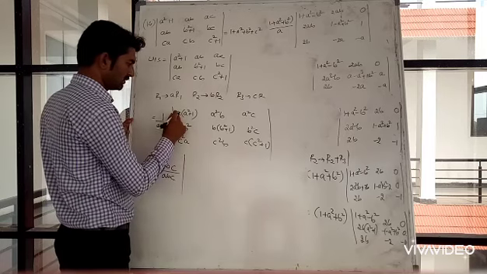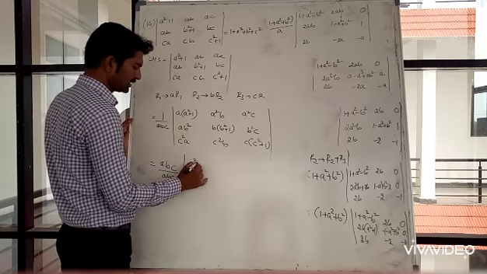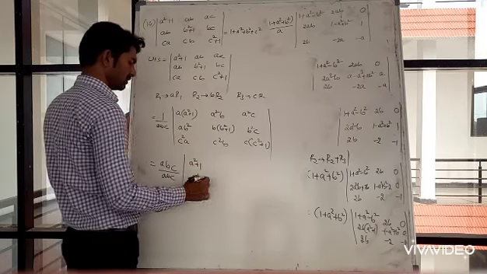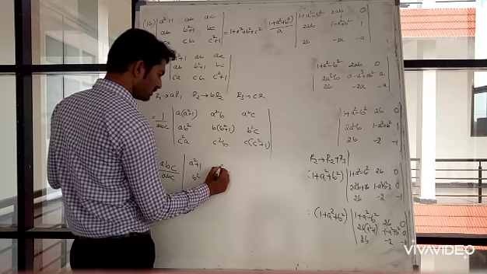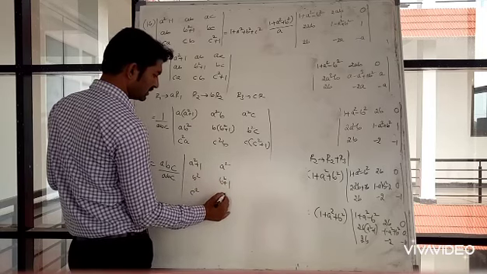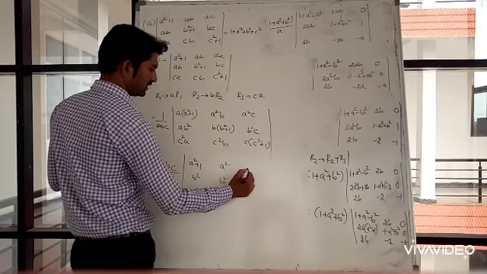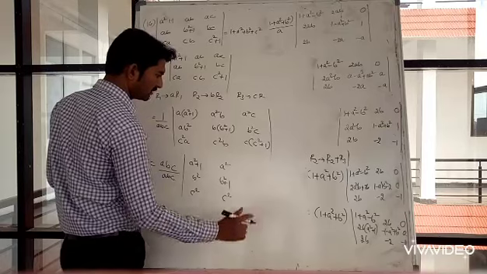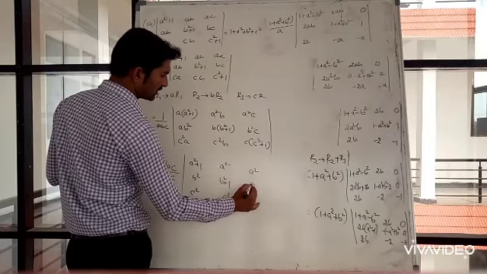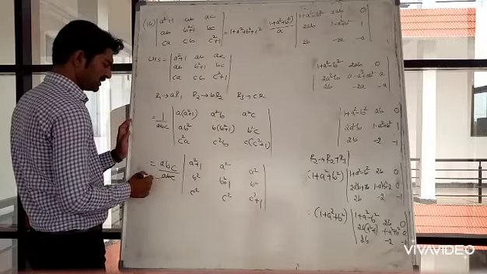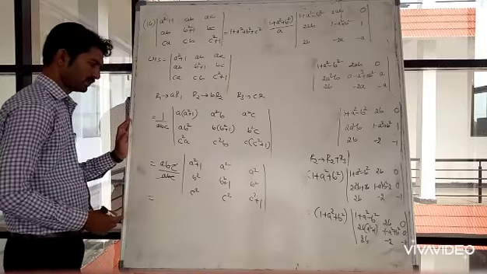Determinant. I take A outside, what will remain? A square plus 1 will remain. Here B square will remain. C square will remain. Here B common, A square will remain. B square plus 1 will remain. Then C square will remain. Here C taken outside. A square will remain. B square will remain. And C square plus 1. So ABC cancel.